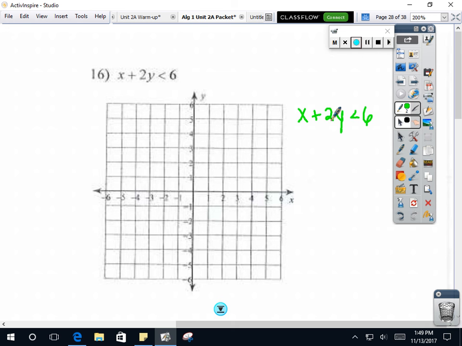Okay, so look, we need it in slope-intercept form. So we begin by subtracting the x. Those cancel out, leaving 2y is less than 6 minus x.